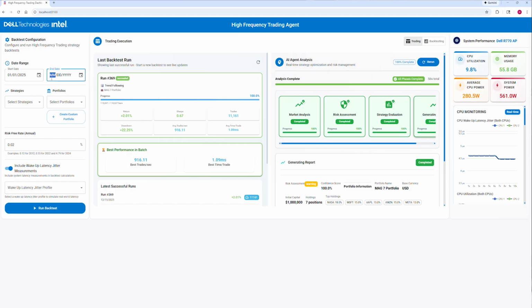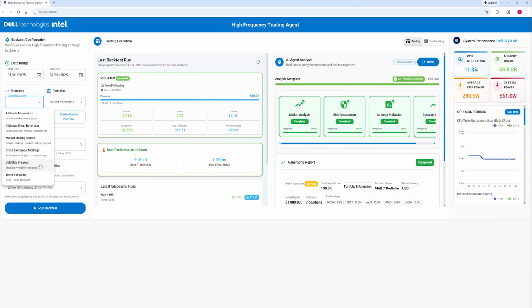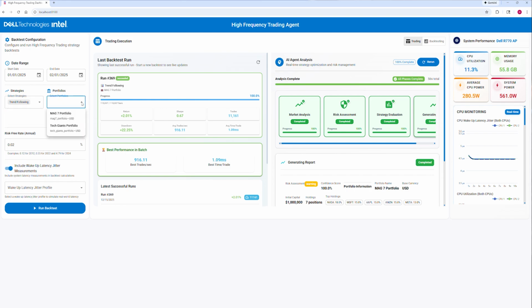We are taking a 1 month interval, so that is 25, and then we are going to choose a strategy which will provide us details on how we are going to execute this trading. So we have multiple different strategies. As an example, we'll try the trend following strategy, and then we'll choose the portfolio of the top 7 companies in the stock market, volume wise. And then we are going to choose the risk-free rate, which is the annual rate of risk, which is going to be 0.02, which is the default.